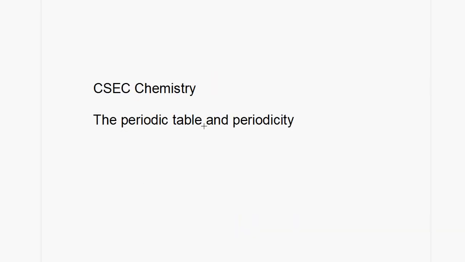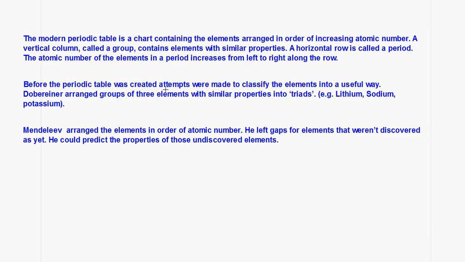Today we are going to be looking at the periodic table and periodicity. The modern periodic table is a chart containing the elements arranged in order of increasing atomic number. So this is how the periodic table is currently arranged in terms of increasing atomic number.